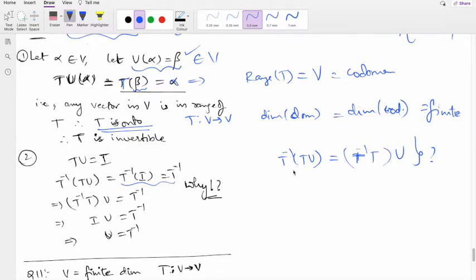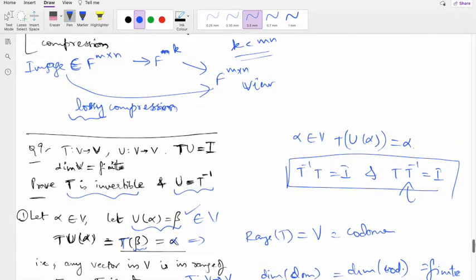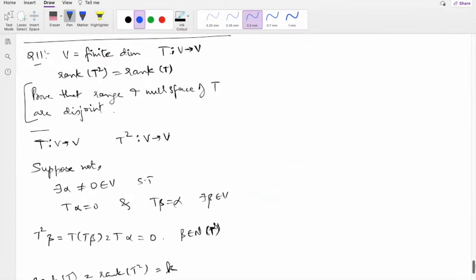I can choose to apply the transformations in this order, and we know that T inverse T is I by definition of T inverse. So we get IU equal to T inverse, and therefore U is equal to T inverse, right? See, all of this was possible because of the fact that we have this T inverse, T inverse TU becoming this way of writing, okay? Okay, good.